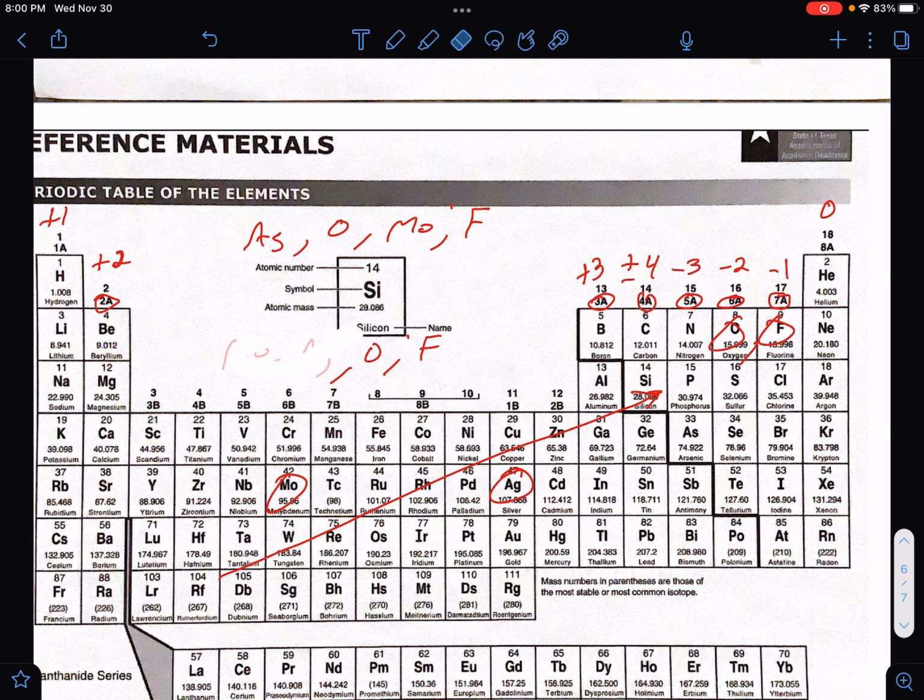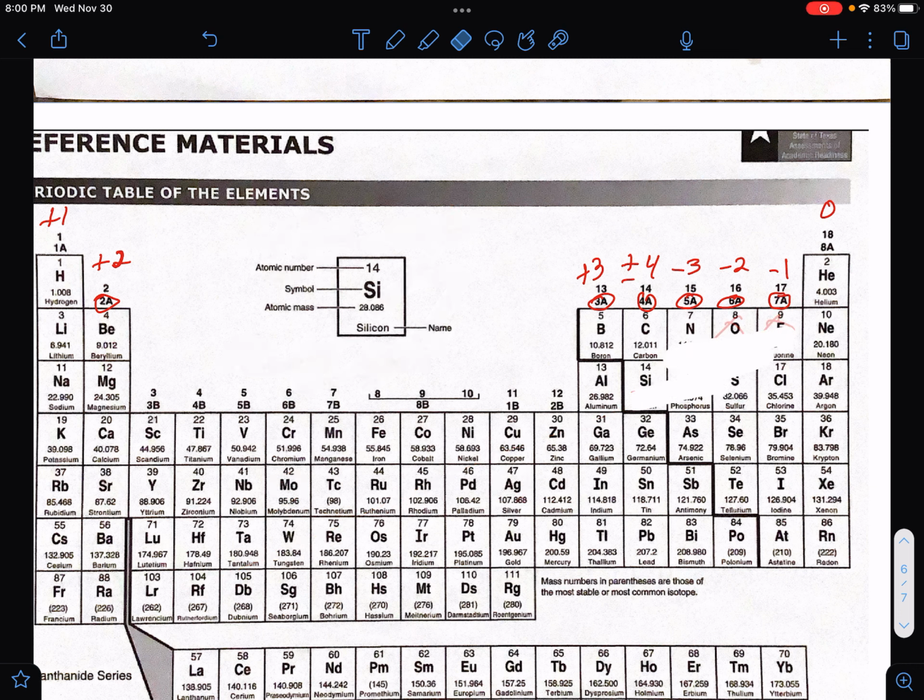All right, so the next part is we're going to rank from smallest to largest electronegativity. That's the ability to steal. That's going to get bigger towards the top right-hand corner like we just did.